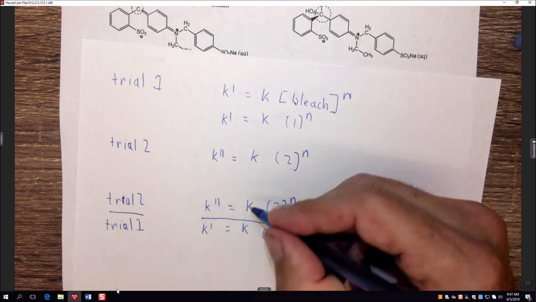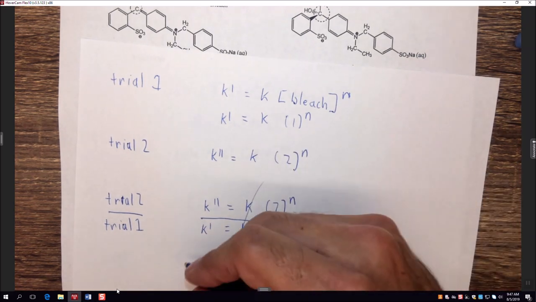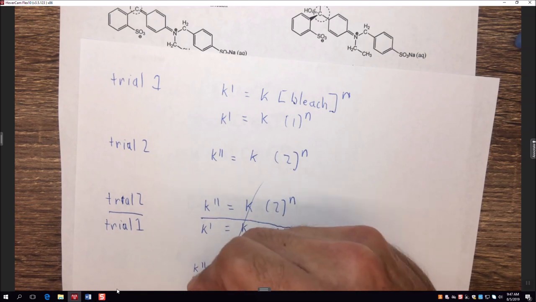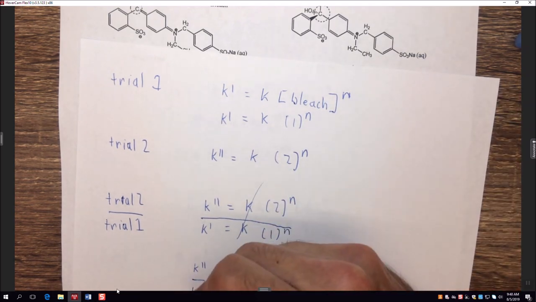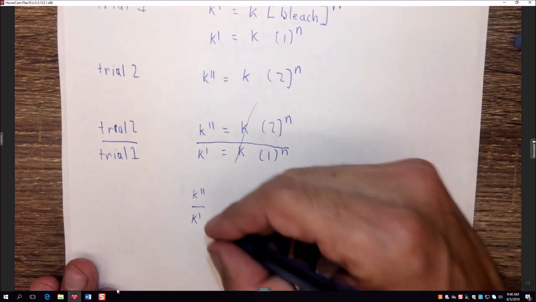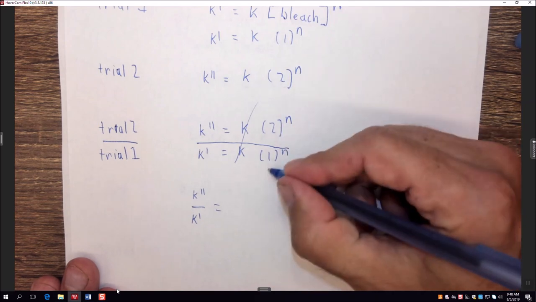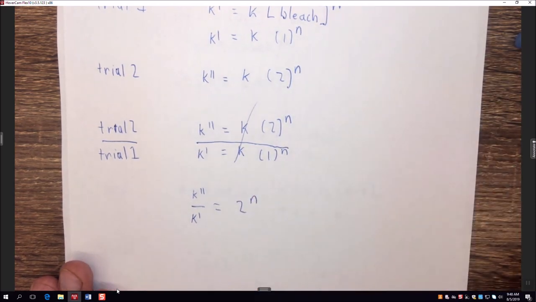Now I divide. What cancels out? Well, K cancels out. Now I've gotten rid of one of the variables. And what I get is K prime prime, which is just the slope of the line for trial 2, over K prime, the slope of the line from trial 1, is equal to 2 over 1, which is just 2, all to the N power.